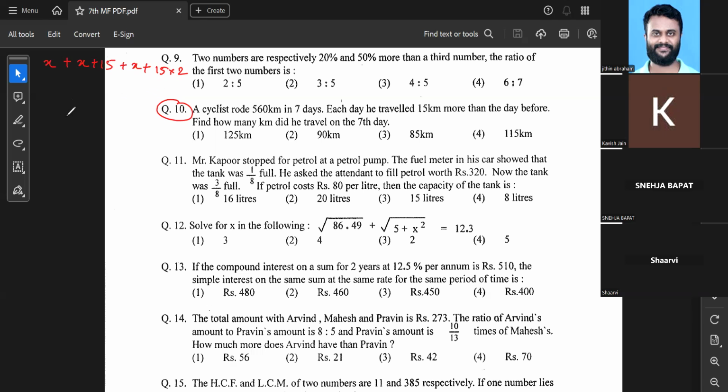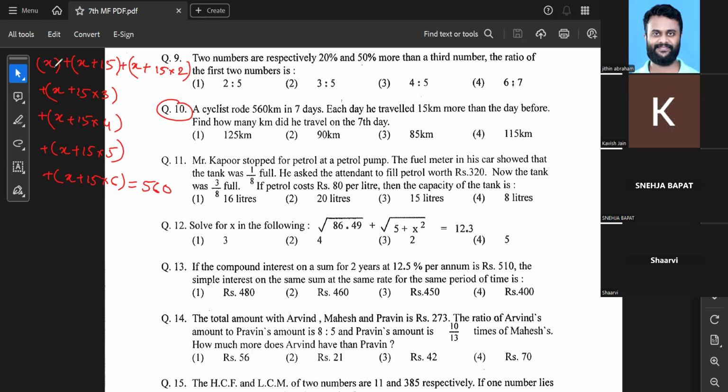Okay, let me just try. So the first day, second day, this is the third day. You add the fourth day, that is X plus 15 multiplied by 3. You add the fifth day, X plus 15 multiplied by 4. You add the sixth day, X plus 15 multiplied by 5. You add the seventh day, X plus 15 multiplied by 6. So these are the total 7 days ka ride, which is also equal to 560.